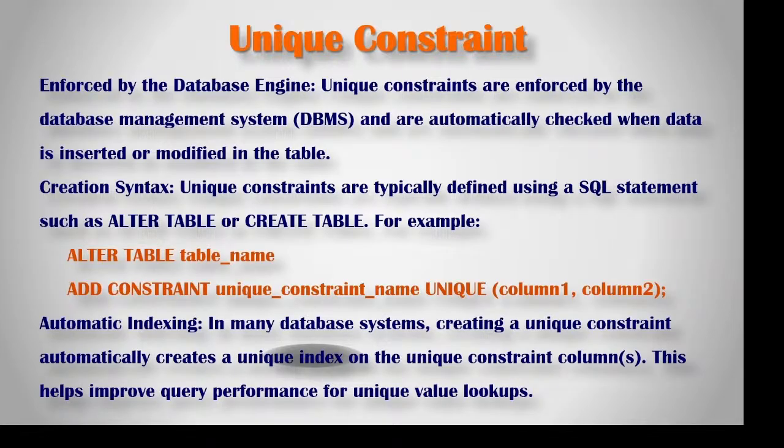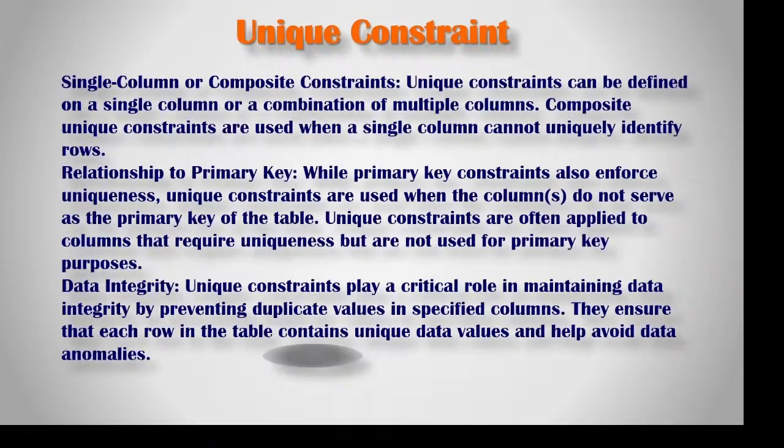Relationship to primary key. While primary key constraints also enforce uniqueness, unique constraints are used on columns that do not serve as the primary key. Unique constraints are often applied to columns that require uniqueness, but are not used for primary identification purposes.